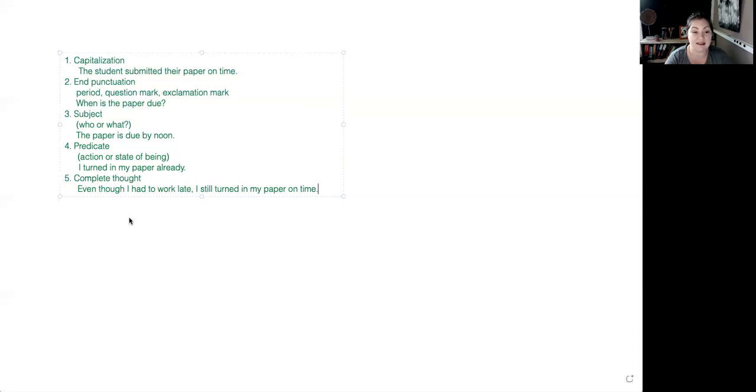Now notice that these are the only 5 things you need in order to have a complete sentence. Nowhere does it say length. You can have very short sentences that are complete because they have all of these 5 elements, and very long sentences that are incomplete because they don't have all of these. For example, I did it. That's 3 words, but it's a complete sentence because it has capitalization, end punctuation, a subject, a predicate, and a complete thought.